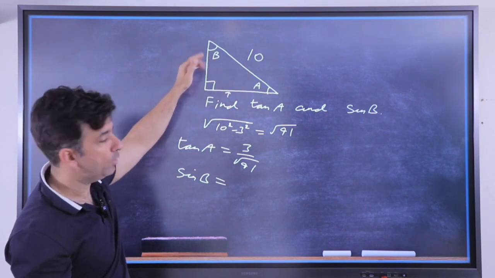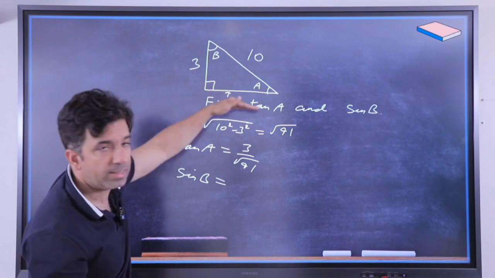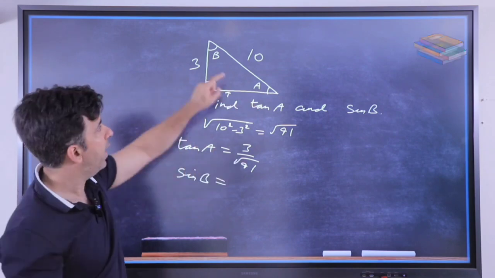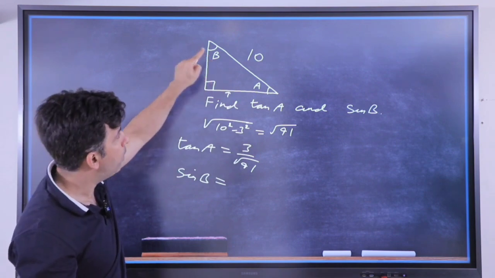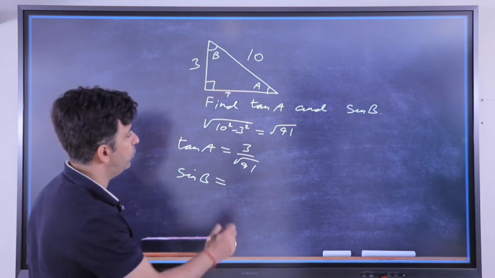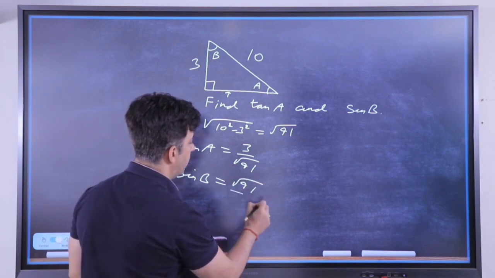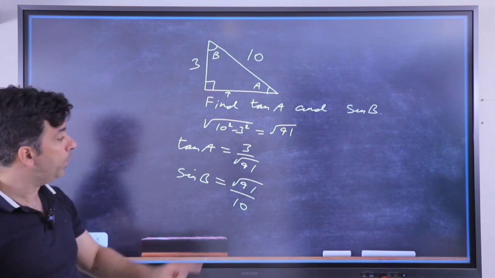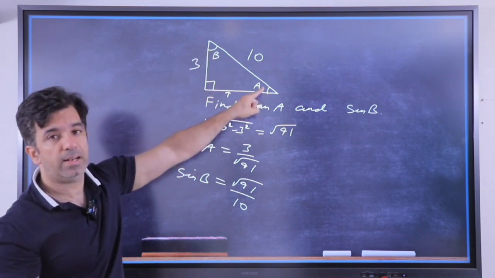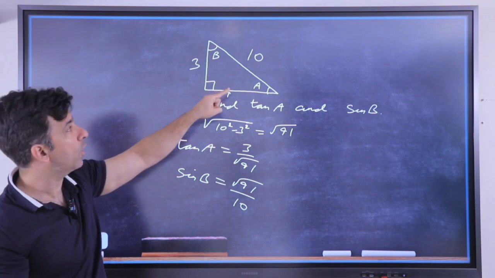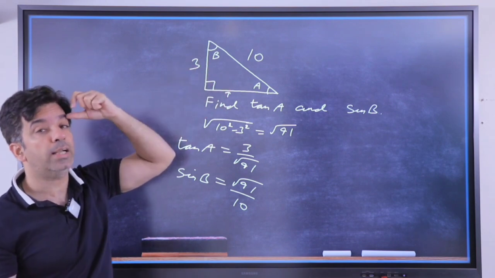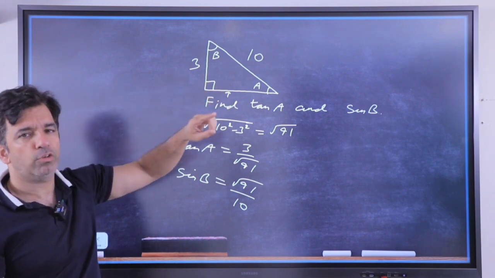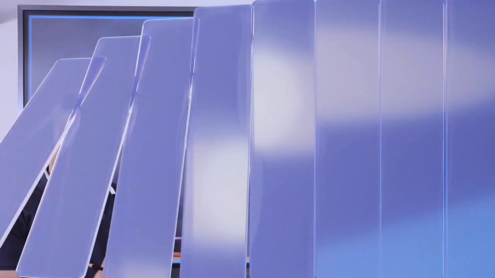Now this is the base for sine B and this is the height. So sine B stands for perpendicular upon hypotenuse, and for this angle B, the perpendicular would be this side, which would be square root of 91, and hypotenuse is 10. So sine B would be square root of 91 divided by 10. In the same triangle, when we are talking about sine B, the perpendicular would be this side. So now let's solve another question of exactly this type.